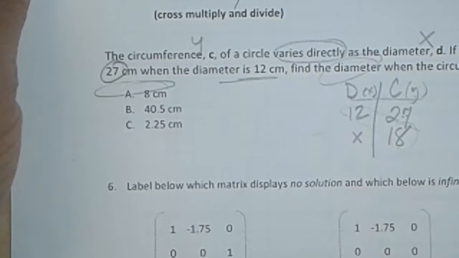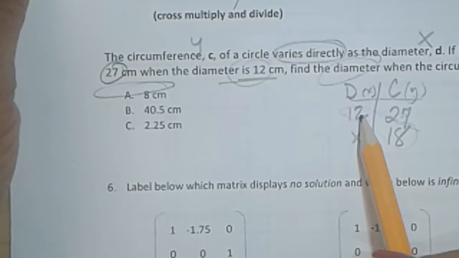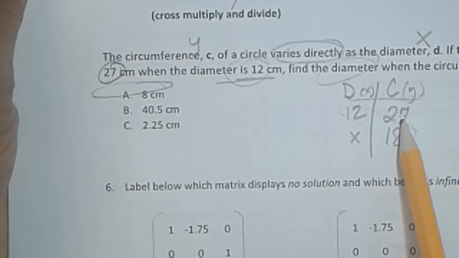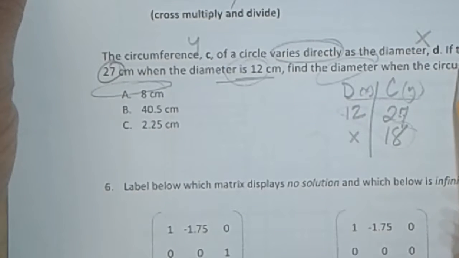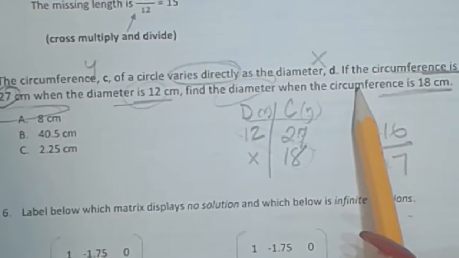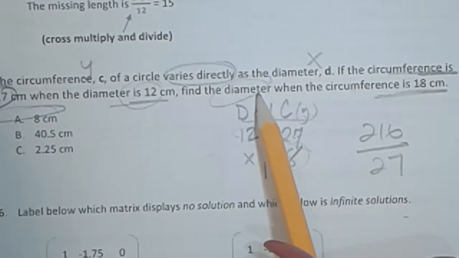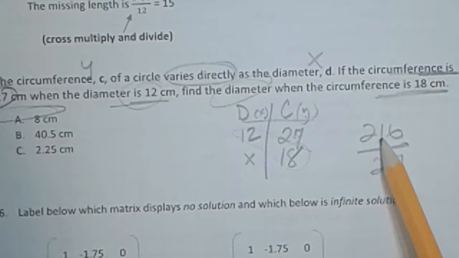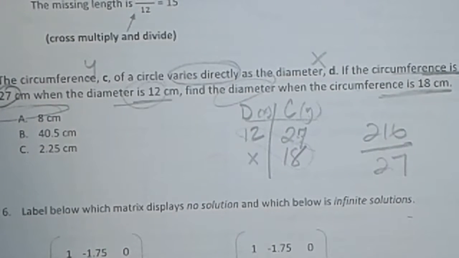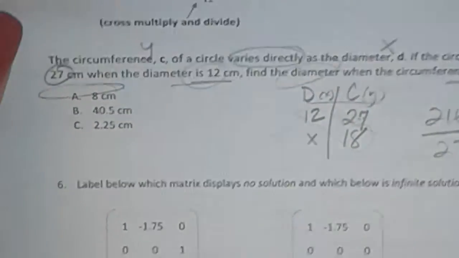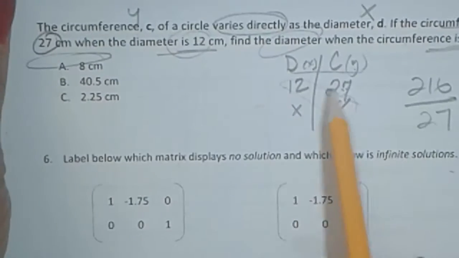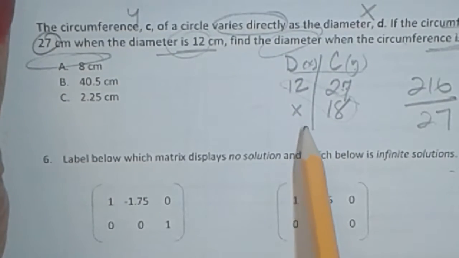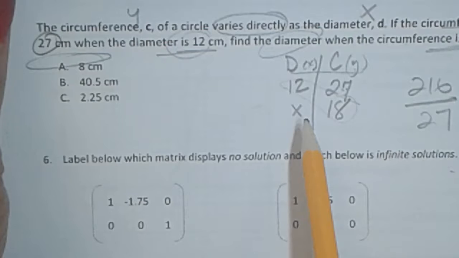So we're going to put 12, the diameter here, 27, the circumference here, and then 18, the circumference under it, because I do not know the diameter for that circumference. 18 is right there, and there's a diameter I don't know. Cross multiply, get 216, divide by 27, and get 8. Very simple. Okay. Now, you would possibly get B or C if you don't line this up correctly, so be very, very careful when you set it up, okay?